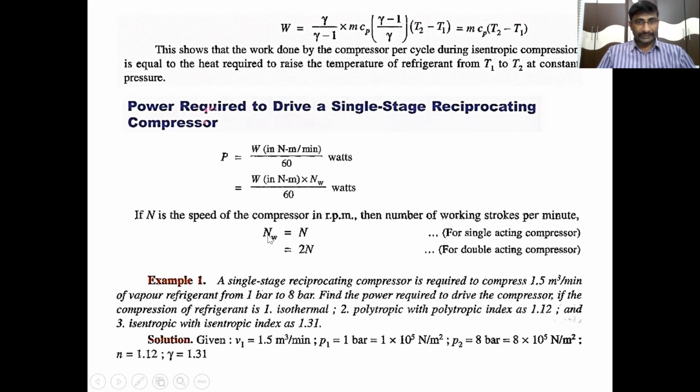NW equal to N, the speed of the compressor, if it is single acting. If it is a double acting compressor, it is 2 times N. Clear? If it is double acting, then 2 times N is the number of working strokes, that is, 2 times the speed. If we substitute N or 2N in place of NW, we will get the power required by the compressor in watts. Clear? These are the work equations related to the single stage, single acting reciprocating compressor.